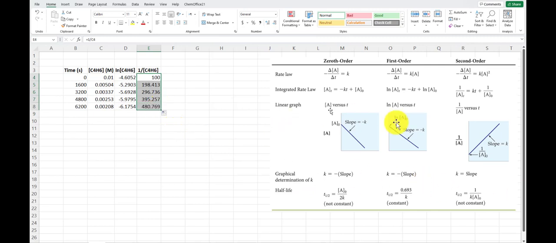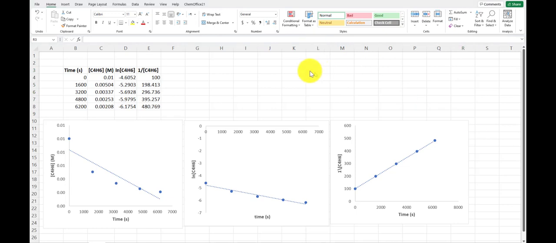Now we just need to make these 3 different plots and see which one is a straight line. Okay, so I made the 3 plots. The first one on the left is our 0 order. That's simply a plot of time on the x-axis versus the concentration, no transformations. And we see this is definitely not linear. So this is not a 0th order reaction.